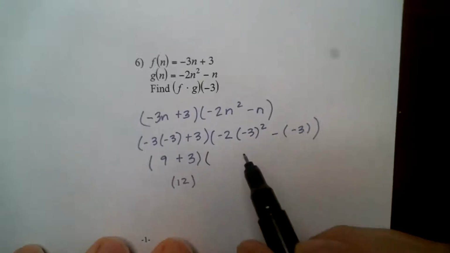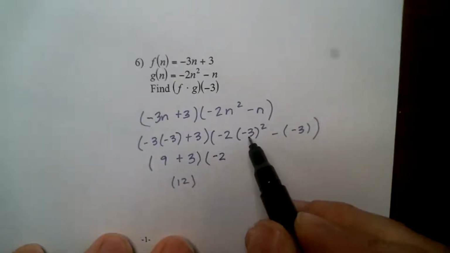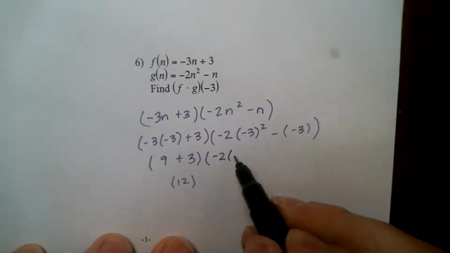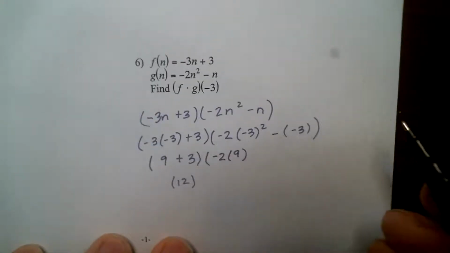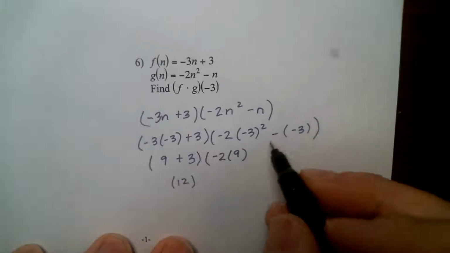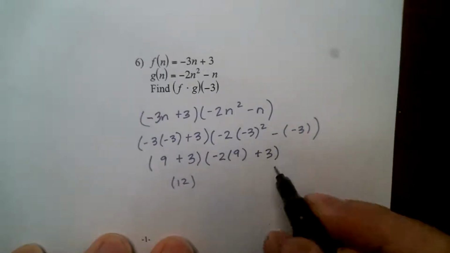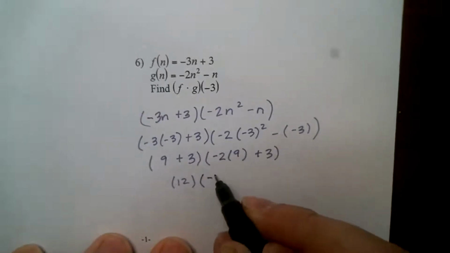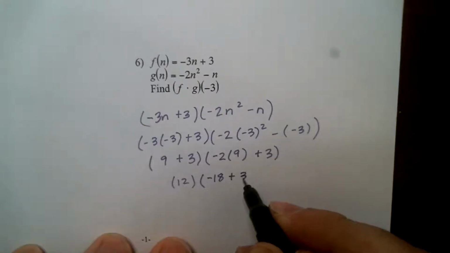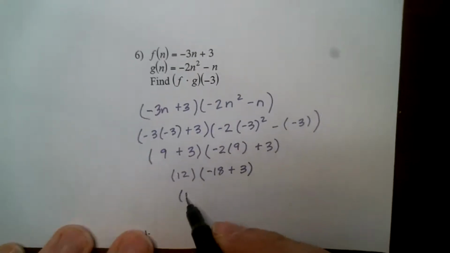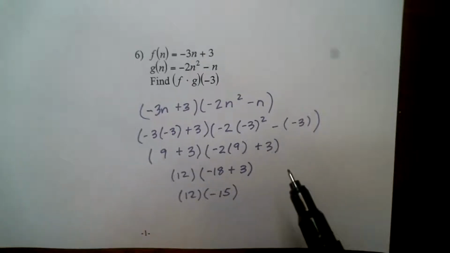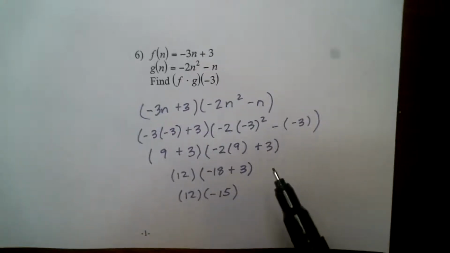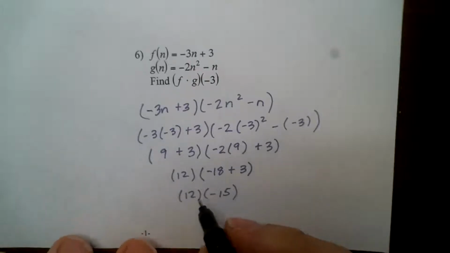Over here, -2 times -3 squared would be 9. And minus a -3 would be a plus, or -1 times -3 is positive 3. That would be -18 plus 3. And then I have 12 times -15. And 12 times -15 would be -180.